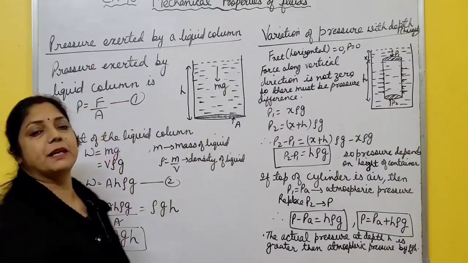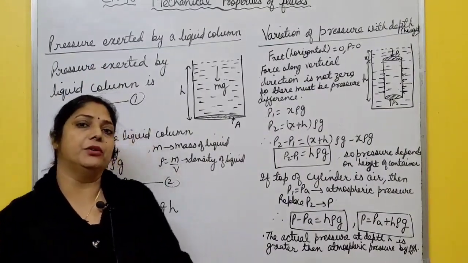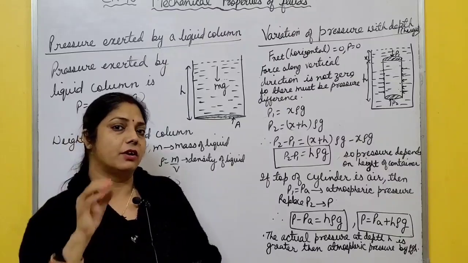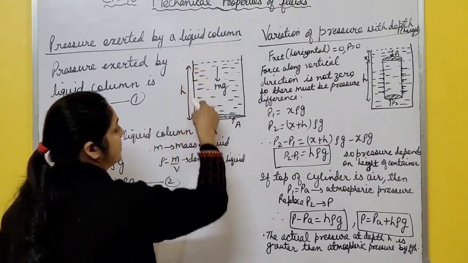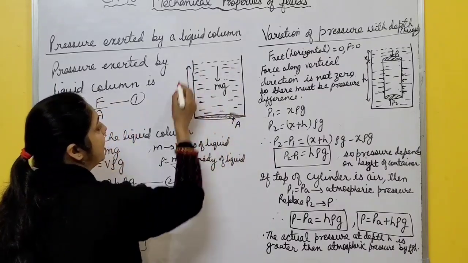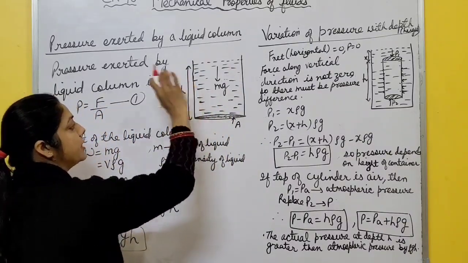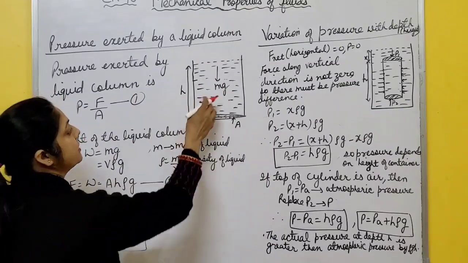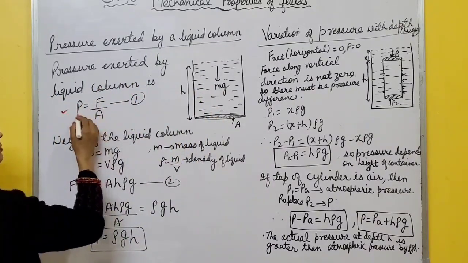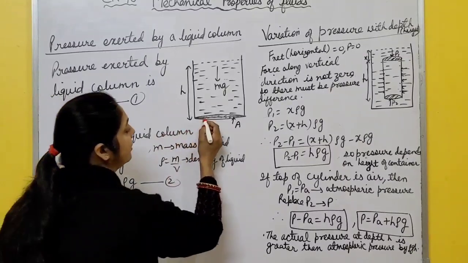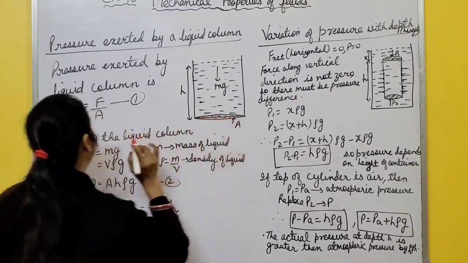Now next is pressure exerted by a liquid column. You know a liquid exerts pressure on all sides of the container, right? So when a liquid is filled inside this container, suppose the height of the liquid is h. Due to this height h, what is the pressure exerted by this liquid? Pressure is force per unit area. Suppose the area of this container is A.